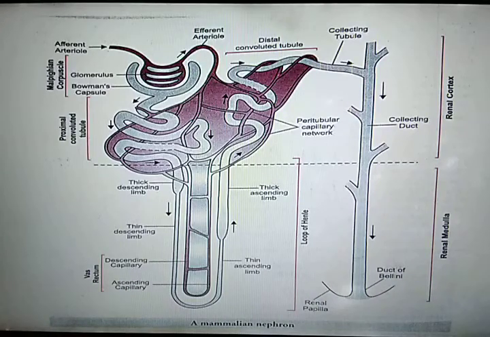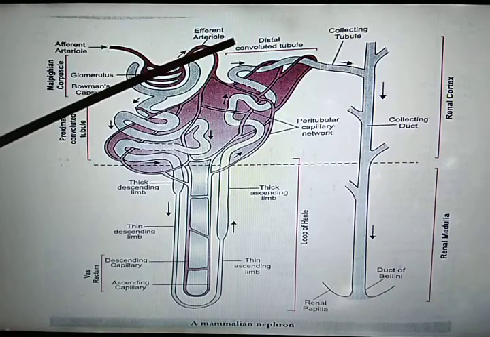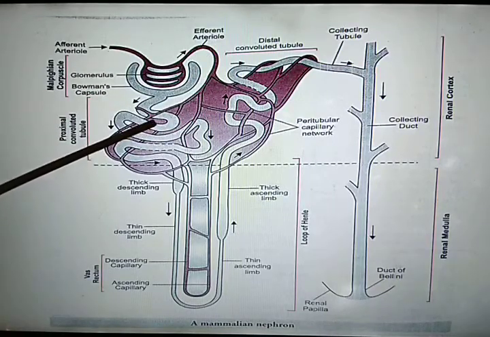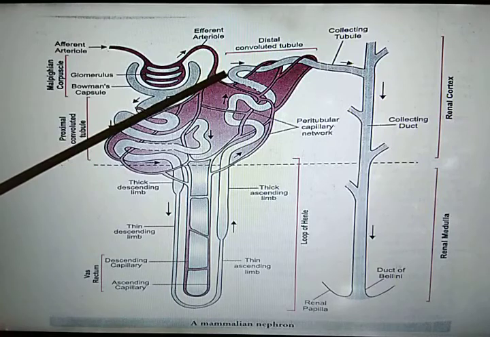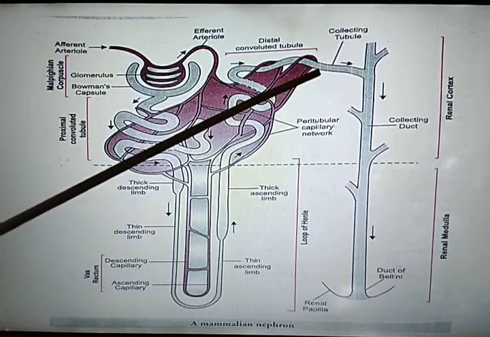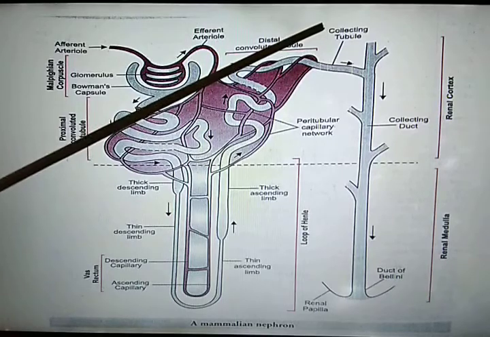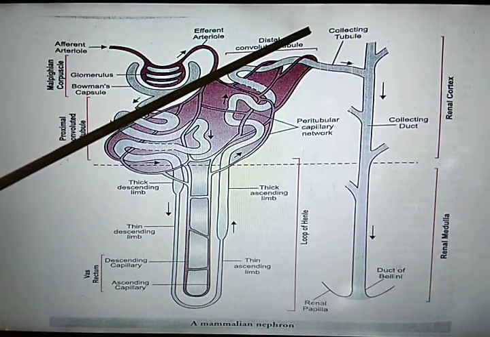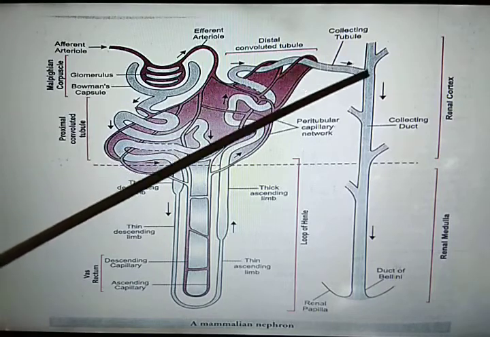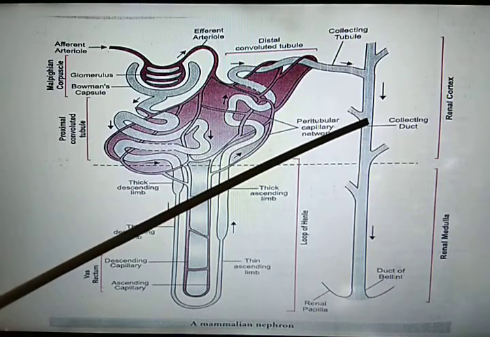Next part of the renal tubule is the distal convoluted tubule. Like the proximal convoluted tubule, the distal convoluted tubule is also greatly twisted and it lies in the renal cortex. A short terminal straight part of the distal convoluted tubule is known as the collecting tubule, and this collecting tubule opens into a collecting duct.